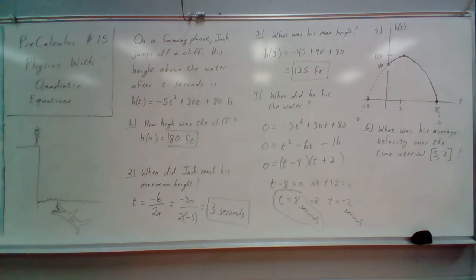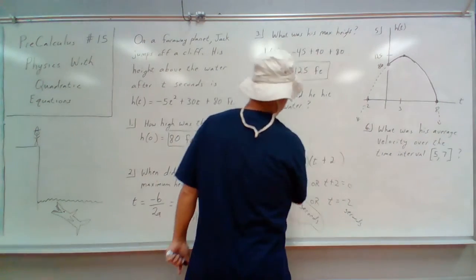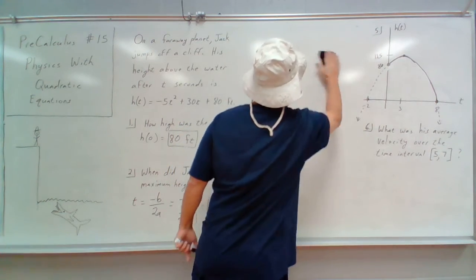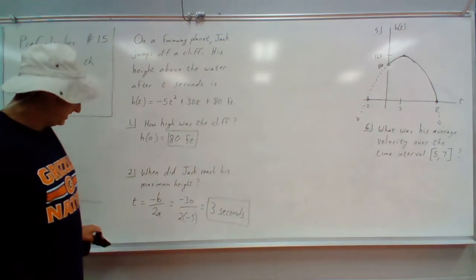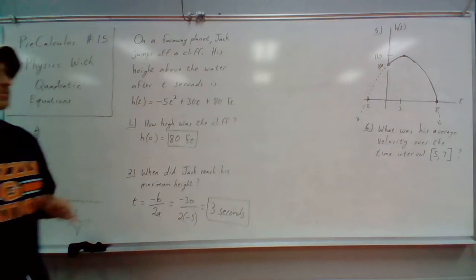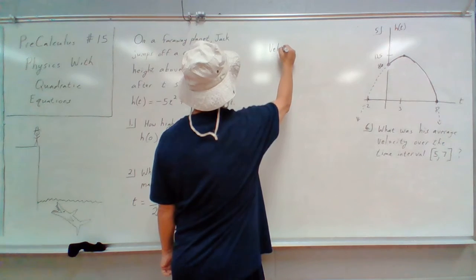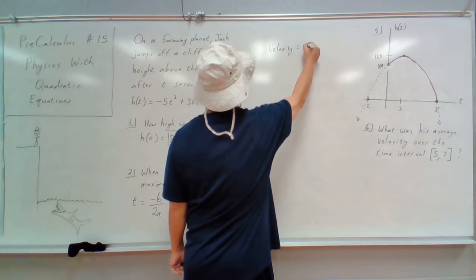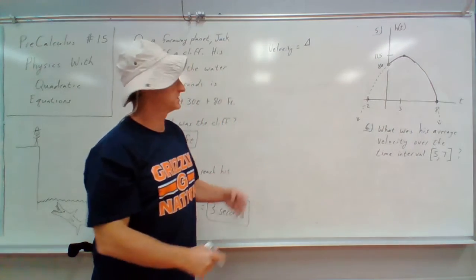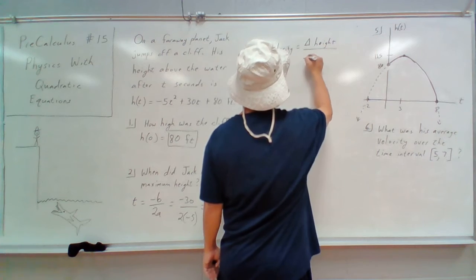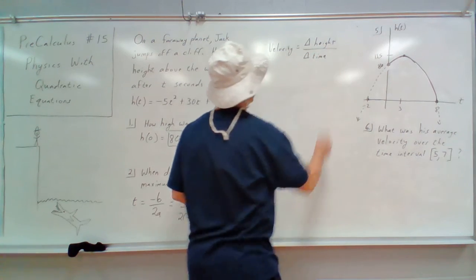All right, question number 6. What was his average velocity over the time interval from 5 to 7? So let's make some room here. His average velocity over the time interval from 5 to 7. Remember that velocity is the change in position, or in this case, the change in height. So we write the change in height over the change in time.